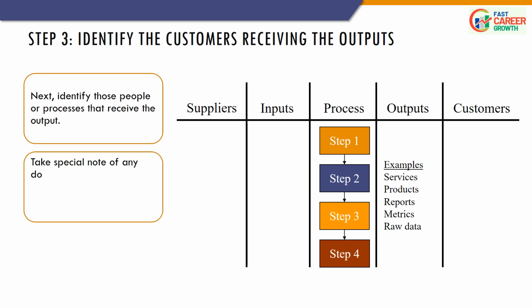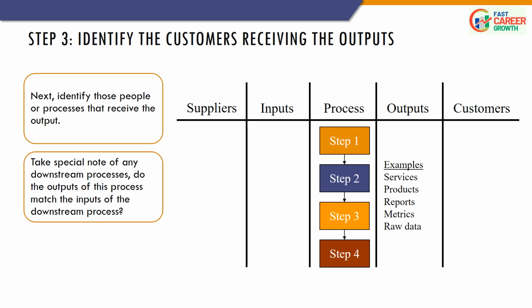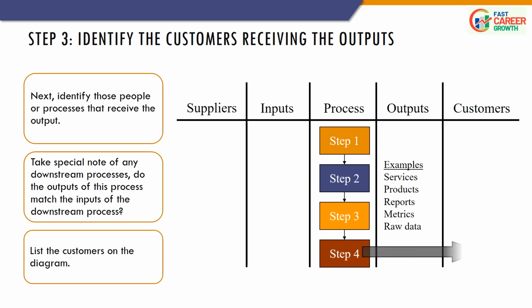Take special note of any downstream processes. Do the outputs of this process match the inputs of the downstream process? List the customers on the diagram, such as internal and external customers, vendors, end users, management, downstream process, etc.